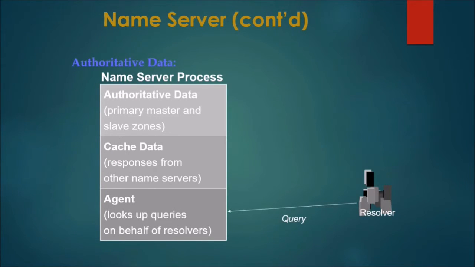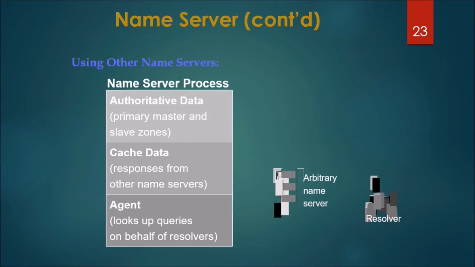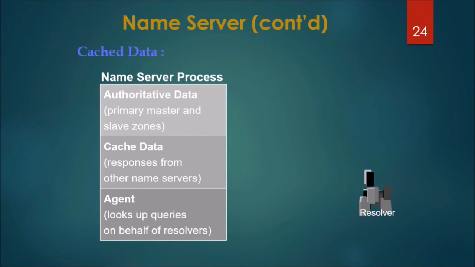Again, a query goes from the resolver to the agent, and the response comes from the authoritative data to the resolver. Using other name servers, some query is given, and the result is given by the agent to the arbitrary name server, and the response is given to the cache data, and the response is again given back to the resolver. So this is how a query is made in cache data. The resolver sends the query to the agent, and the response is received from the cache data.